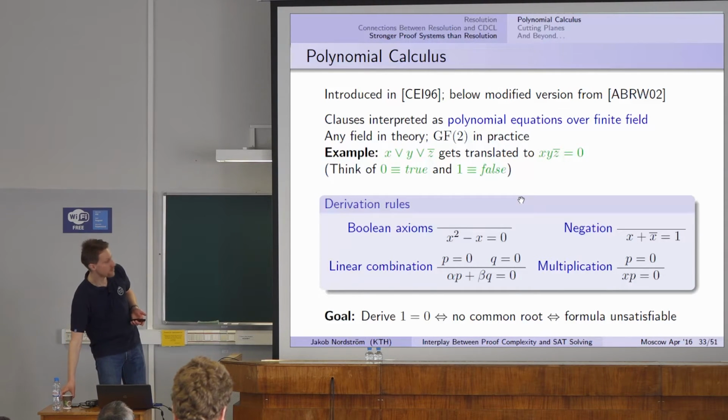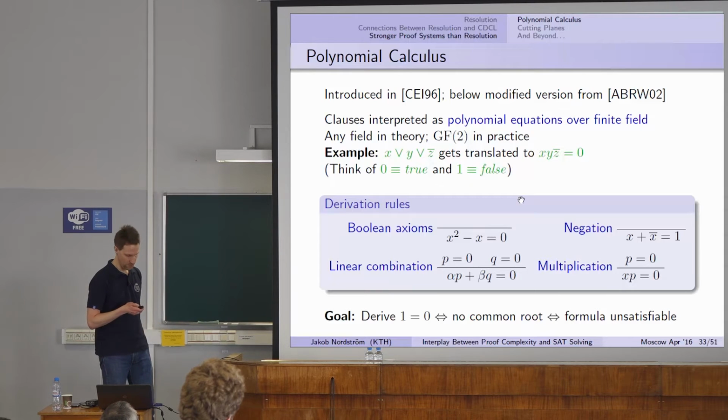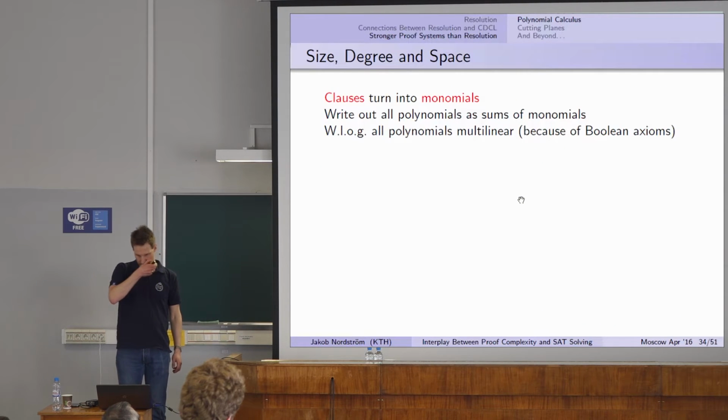Meaning you can do it if the formula is unsatisfiable, and clearly, if you can do it, then clearly the formula is unsatisfiable. Okay, so good. So now we have polynomial calculus. What are our complexity measures?